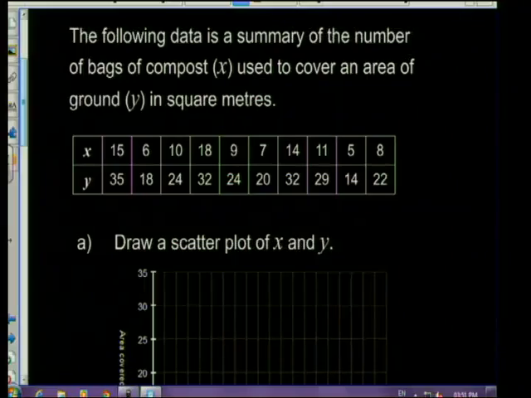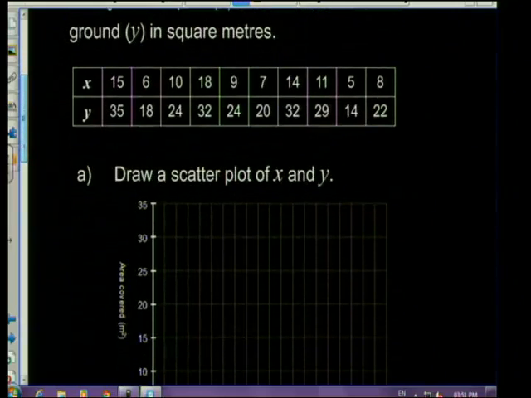I now want to look at the grade 12 statistics. And the grade 12 statistics took grade 11 and grade 10 scatter plots and made it scientific. What we did is we worked out an exact equation for the line of best fit. Let's look at this example. The following data is a summary of the number of bags of compost used to cover an area of ground in square meters. Okay, so these are the number of bags of compost. So number of bags, and this over here would be the area.